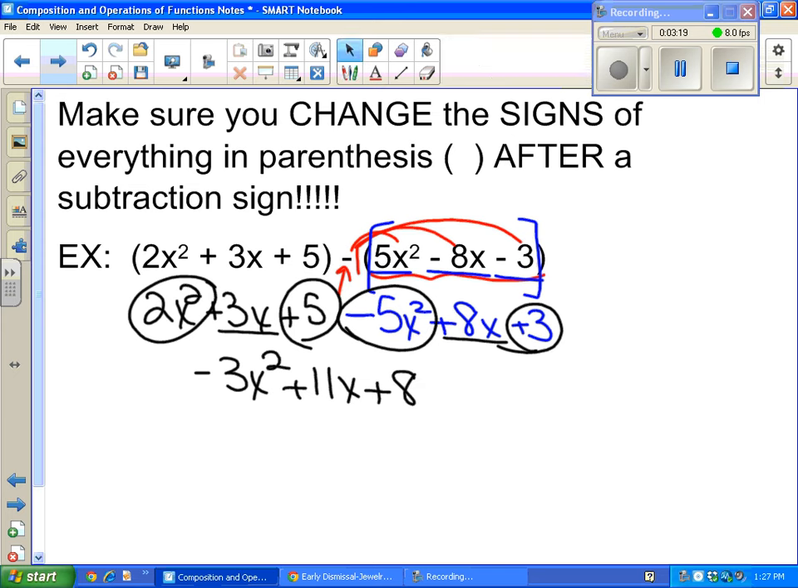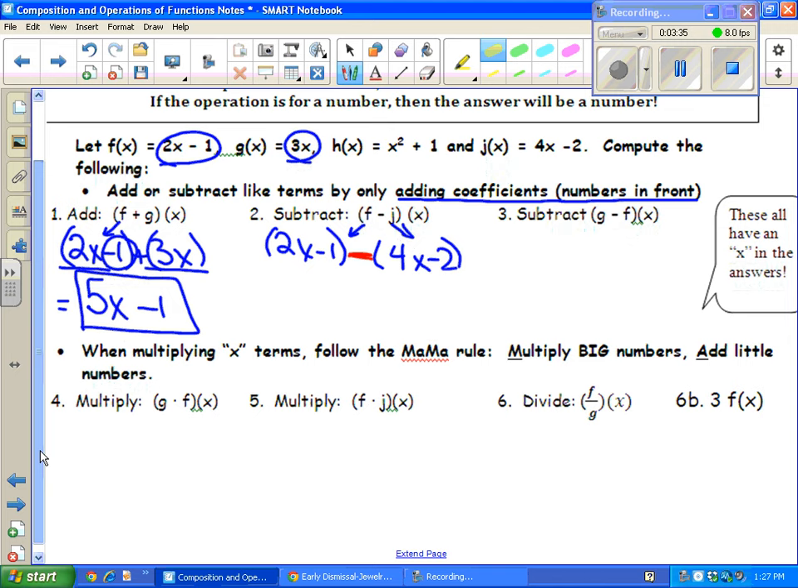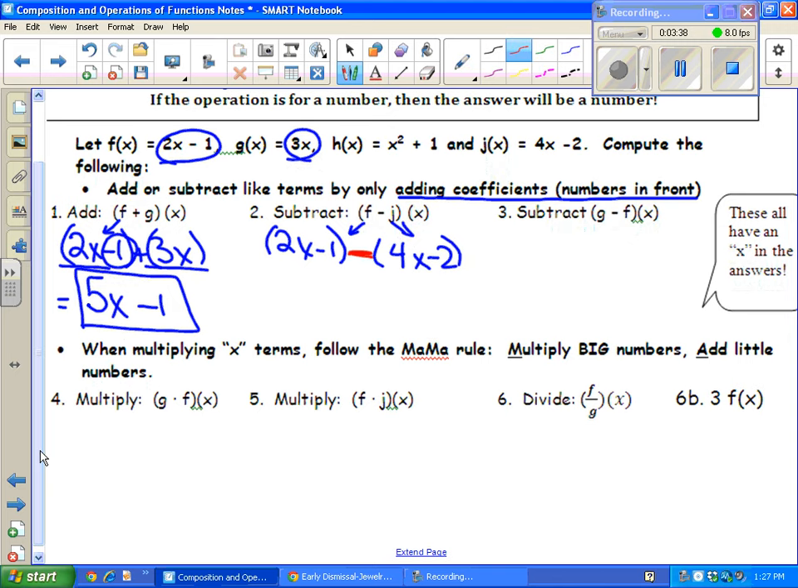Again, the important part is, please make sure, if you have a subtraction sign in front of parentheses, that you change the sign of everything in the parentheses. That's very, very important. Now, since we reviewed that, we do know that inside the parentheses I see a positive 4x. That's going to become minus 4x. Inside the parentheses, I see minus 2. That's going to become plus 2. And I'm dropping my parentheses because now I have changed my signs.